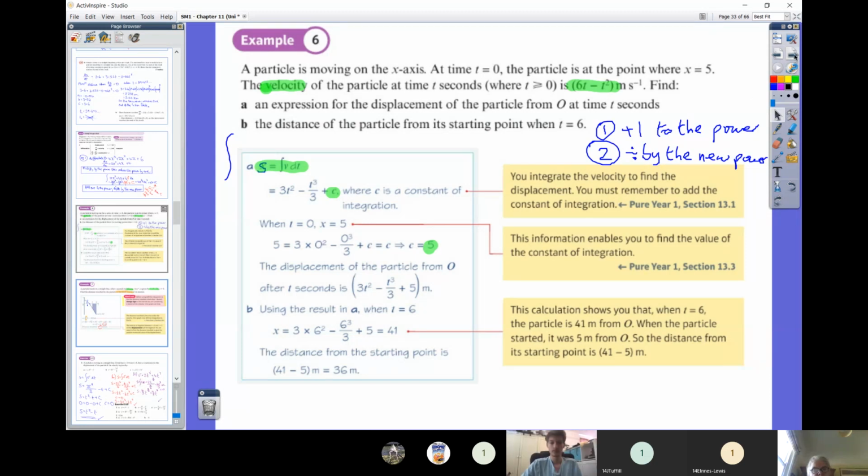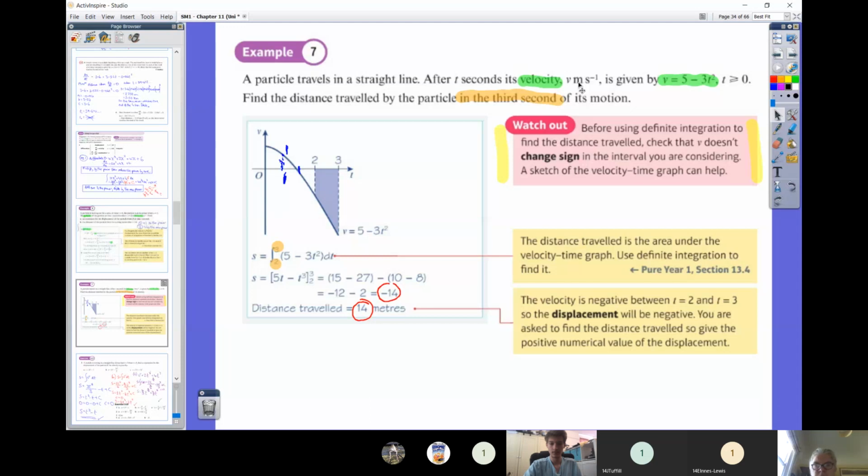Okay, so example 7, similar in as much that we've been given the velocity equation and we're going to integrate it. Whoever's just joined us, if you could just switch your mic off, that would be great. It's giving a bit of buzzing sound.